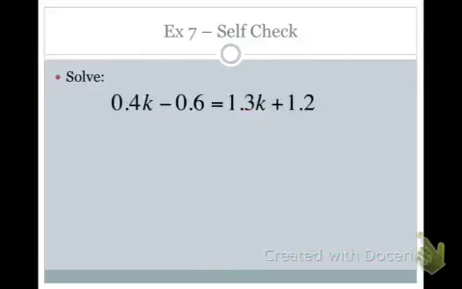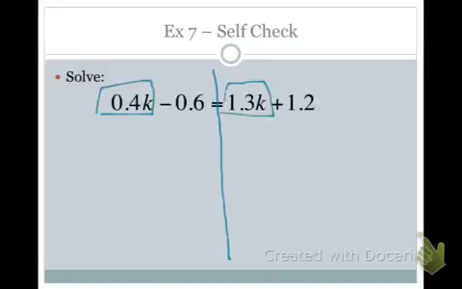Our last problem is our self-check. Again, pause your video and then try your answers with me. So again, no parentheses, no visual fractions, even though we do have decimals, so we're not going to worry about that. We're going to try to combine similar terms, but we can't on either side. So I'm going to box my variable terms, and I'm going to move my smaller to my larger. And as I do that, 0.4 is smaller, so I'm going to subtract it because it's positive.